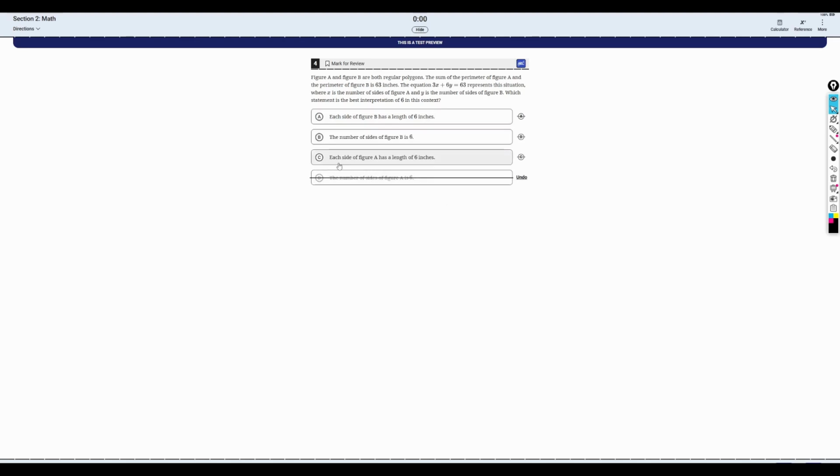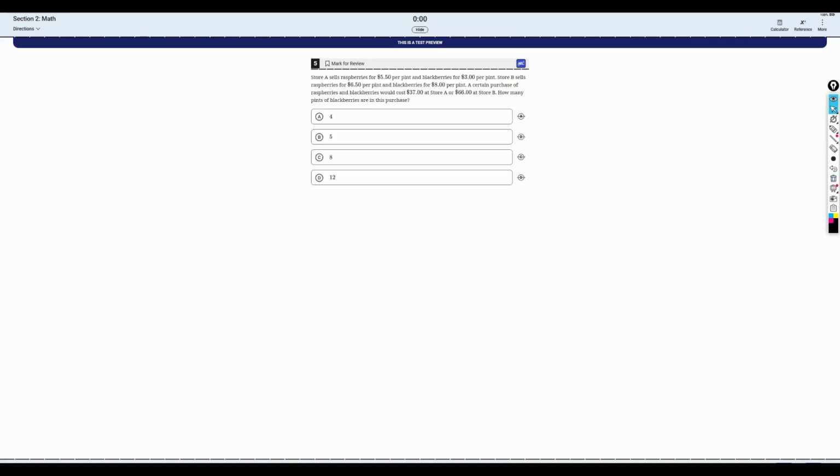C says each side of figure A has a length of 6 inches. That's also not right because 3 is associated with x, which is A. B says the number of sides of figure B is 6. That's also wrong because we are given y is the number of sides of figure B, leaving A for your answer.